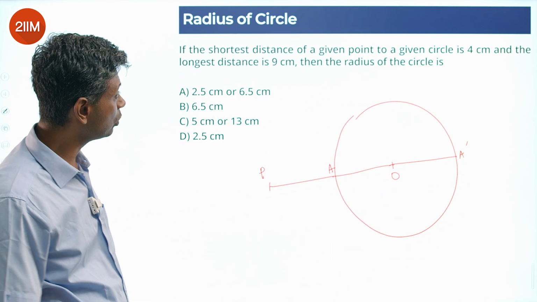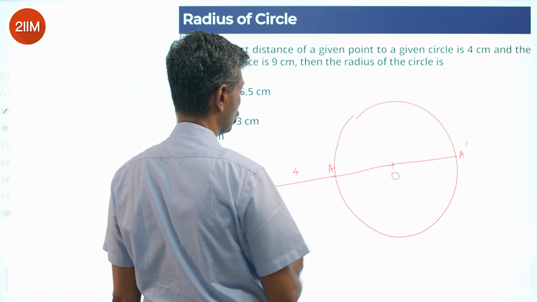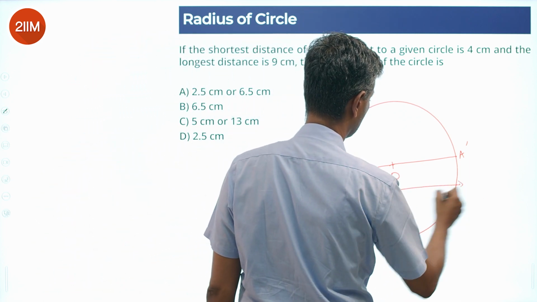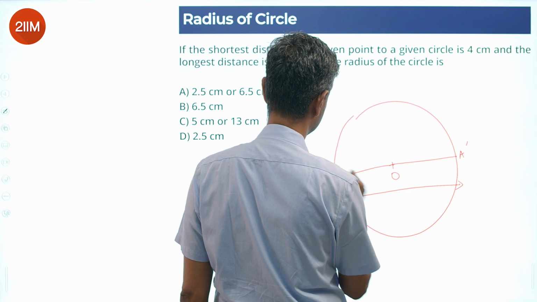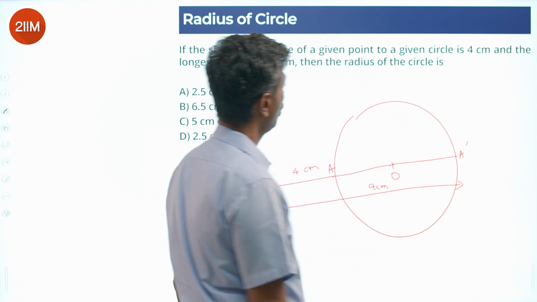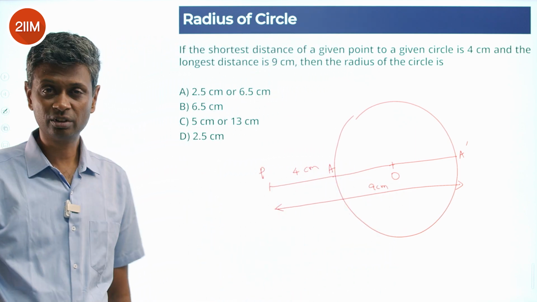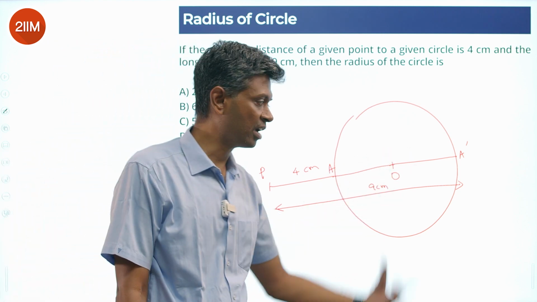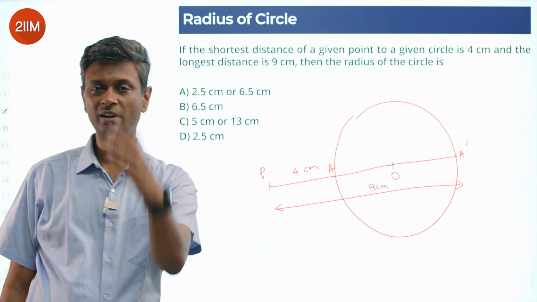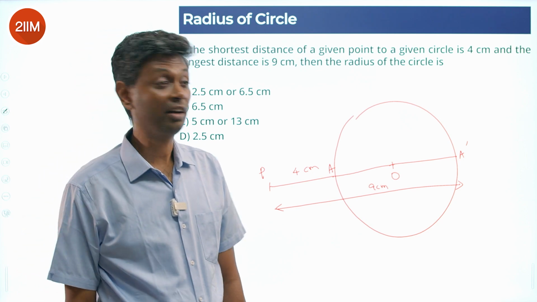Shortest distance is 4. Longest distance is 9. What is the radius of the circle? This is 4, that is 9. That means AA dash is 5 centimeters. Diameter is 5. Radius is 2.5.